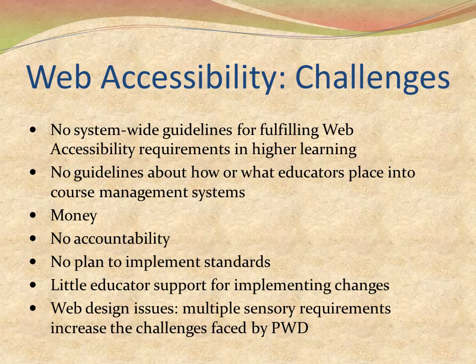Challenges to web accessibility may be largely driven by economic factors and web design issues. Just finding the money to support what it would cost to create, implement, and maintain system wide guidelines, as well as to enforce them, would be a huge hurdle for some institutional budgets. Also, guidelines as to what educators place in their course management systems, as well as educator support for implementing and maintaining these, would certainly be a challenge.